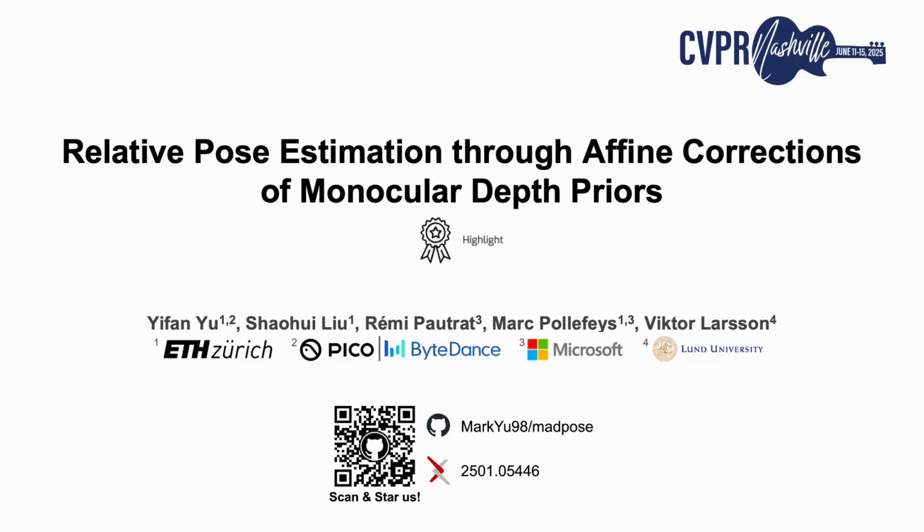We present our paper Relative Pose Estimation through Affine Corrections of Monocular Depth Priors, to appear at CVPR 2025 as a highlight paper.